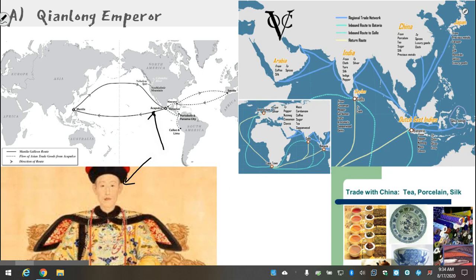European companies like the Dutch East India Company and later the English East India Company began to show up with new trade goods, trying to open up trade with China.